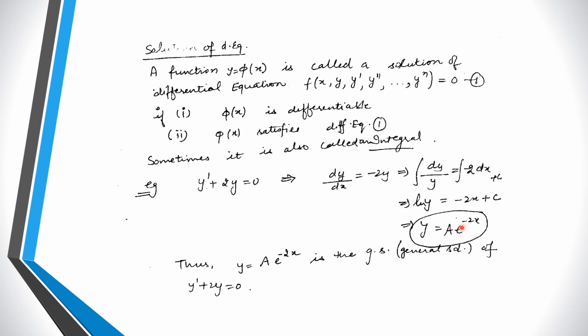So this is phi x. It's a function of x. It is differentiable and it satisfies this equation. Therefore, this is the general solution, or you can say the solution of this differential equation, right? So any function of x which is differentiable and which satisfies the differential equation is said to be the solution of that differential equation.